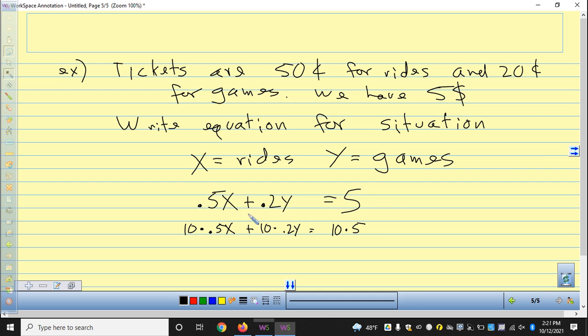Now this would not be incorrect, just if we wanted to avoid these decimals. Well, 10 times 0.5 is 5, 10 times 0.2 is 2, and 10 times 5 is 50. So 5x plus 2y is 50. Either one of these would be an equation for this line. This one would probably be a little easier to graph than this one.